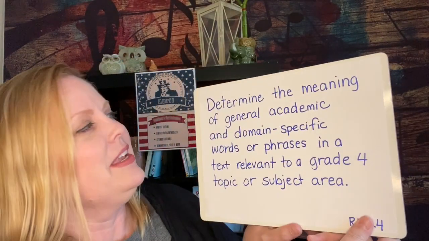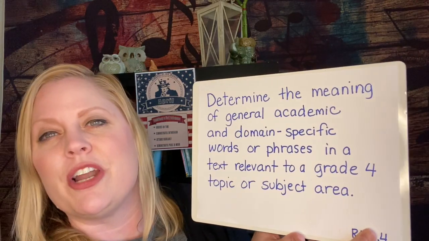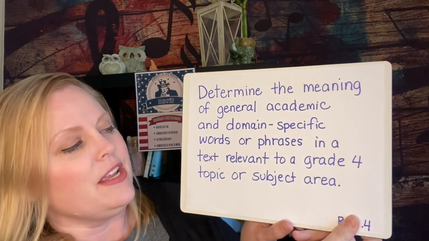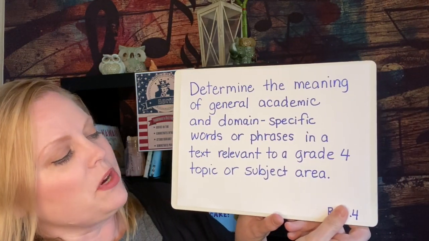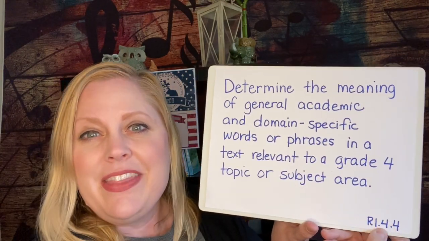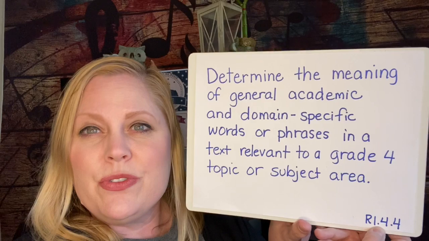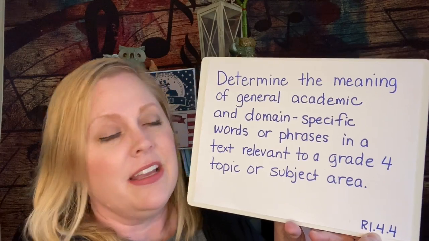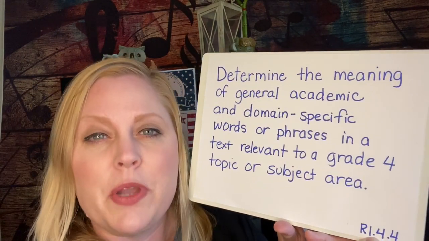Hi guys, today I'm going to talk to you about how to use context clues to figure out what a new vocabulary word is. So the standard that we'll be working on today is determine the meaning of general academic and domain-specific words or phrases in a text relevant to a grade 4 topic or subject area. That's just a fancy way of saying we're going to use some sort of skill, context clues, that we'll be learning today to figure out what a new vocabulary word might mean. Okay? So let's get started.